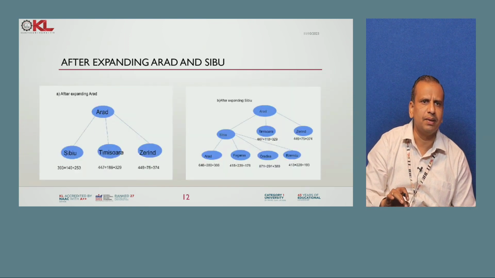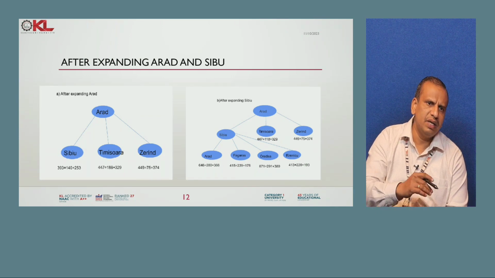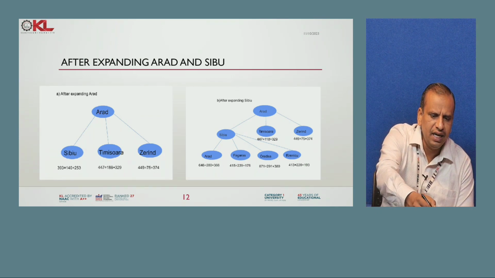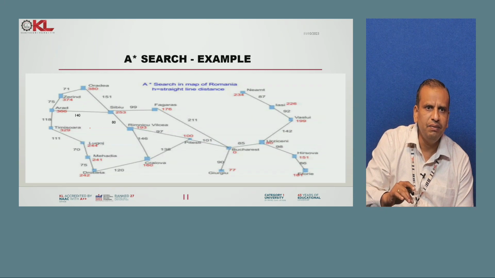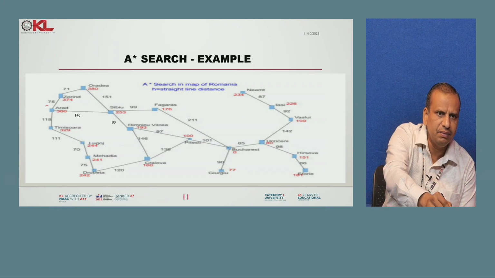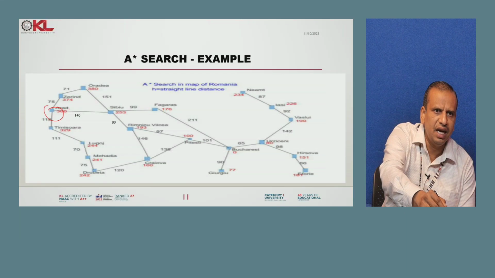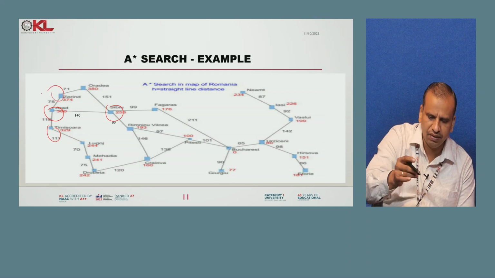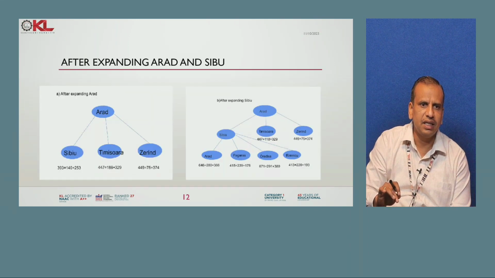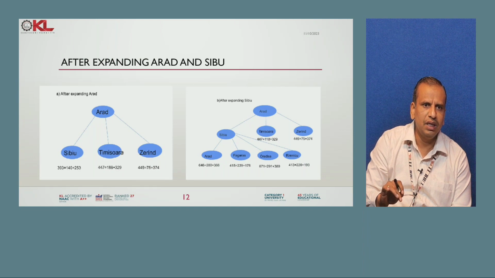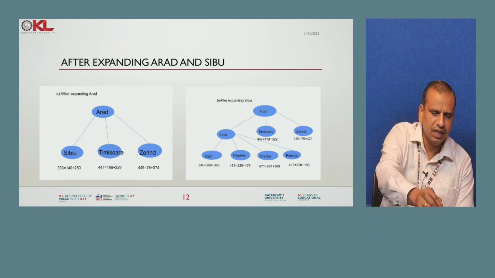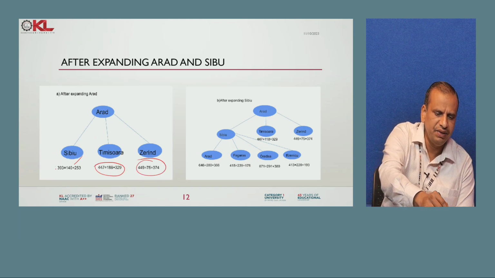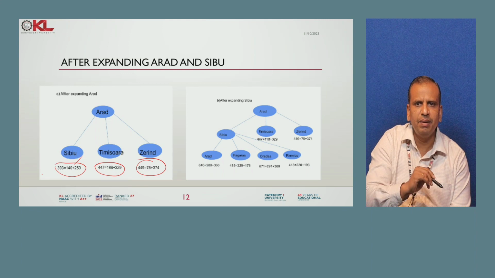Now for example, after expanding Arad to Sibiu. See here in the graph, we have Arad, which is the starting point. What are Arad's adjacent nodes? This one, Sibiu is another, Zerind is another, and Timisoara, and so on. This is called a cost when we are traveling this way. Which one is the minimum among these?